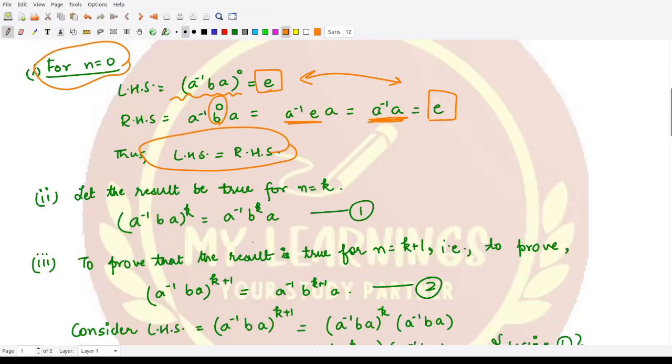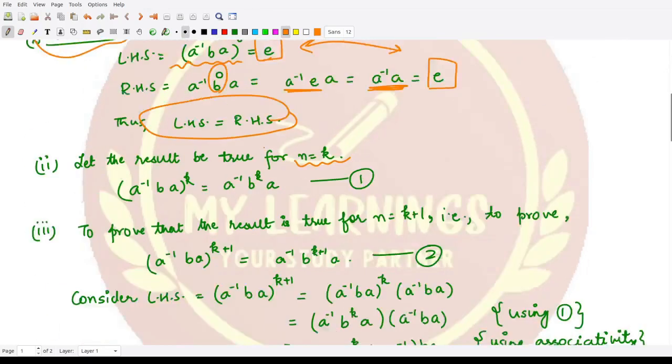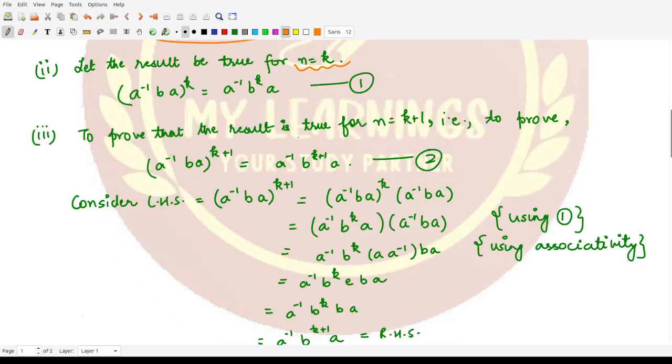Next we assume that the result is true for n equal to k. So that means wherever in this expression we can see n, we can replace it with k. Let's mark this as equation 1. Now we need to prove the result for n equal to k plus 1. We prove that (A inverse B A) raised to power k plus 1 is equal to A inverse B raised to power k plus 1 into A. This is what we want to prove here in the second equation.